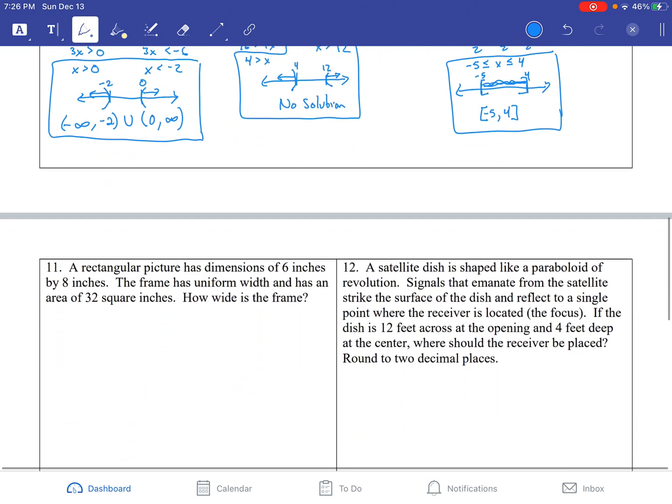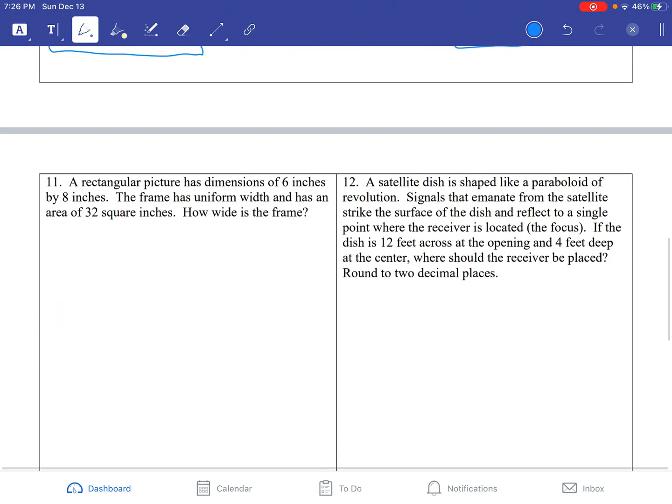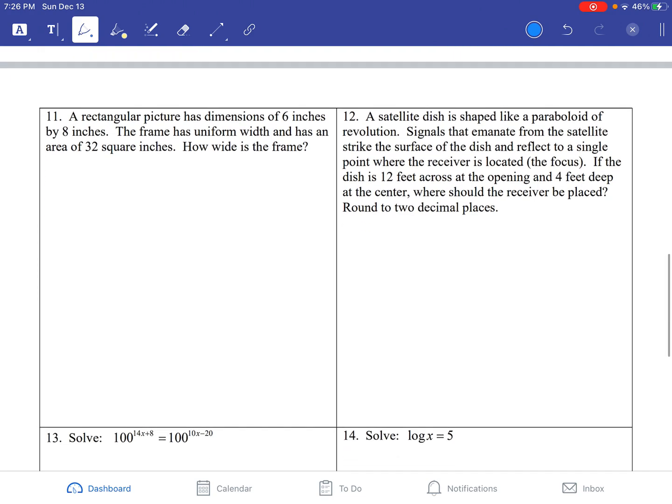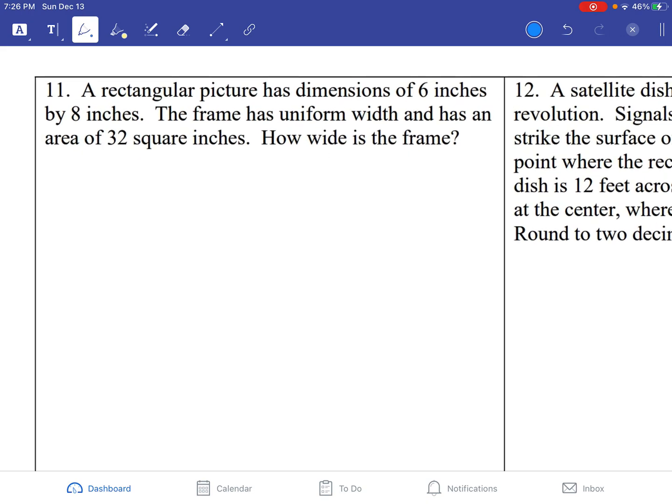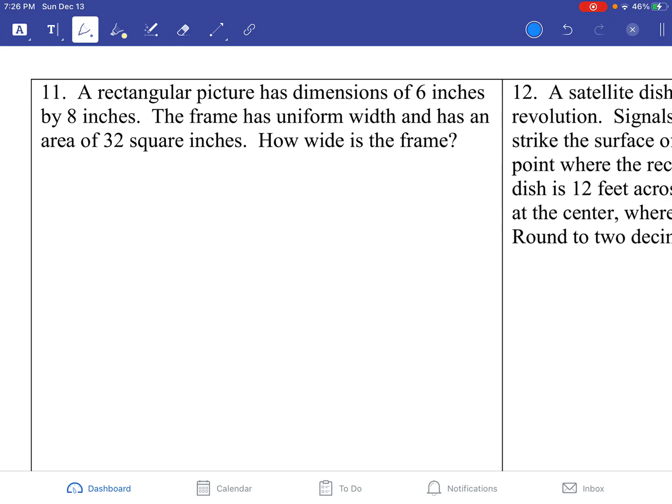All right, onward. And number 11 and 12, these are the questions from Power Standard 1. And Power Standard 1, all you have to do is draw the pictures and maybe set up the equation. But this, you actually have to solve it. So we're going to draw the picture to solve it anyway, so let's get going.